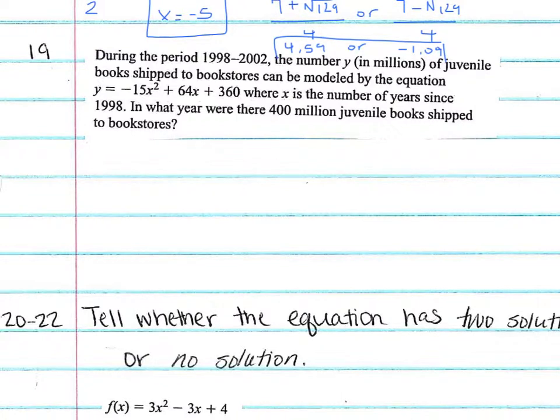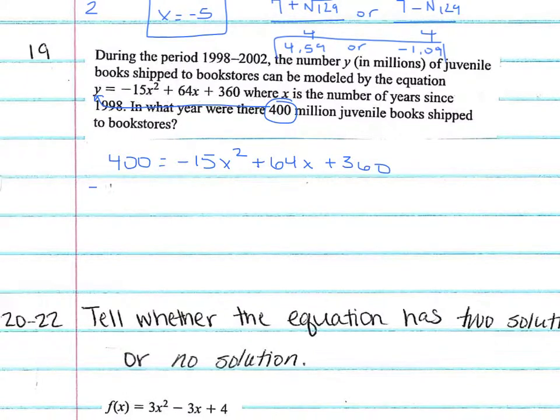Number 19 will pretty much be a simple plug a number in and solve it problem. During the period 1998 to 2002, the number y in millions of juvenile books shipped to bookstores can be modeled by the equation y equals negative 15x squared plus 64x plus 360, where x is the number of years since 1998. In what year were there 400 million juvenile books shipped to bookstores? We're going to take that 400 and substitute it in for the y. So 400 equals negative 15x squared plus 64x plus 360.